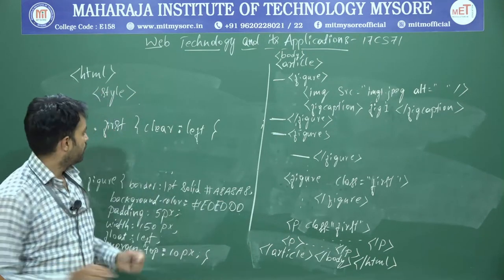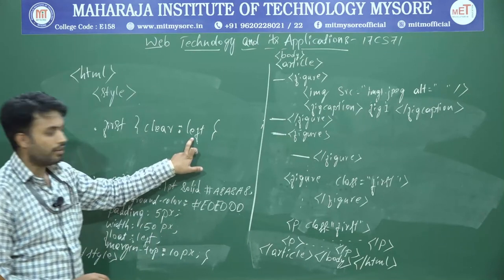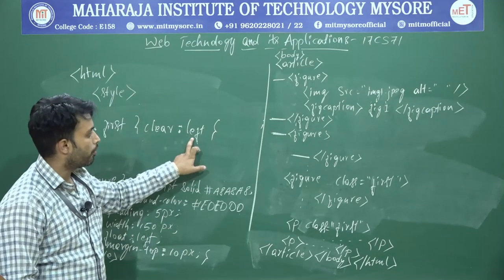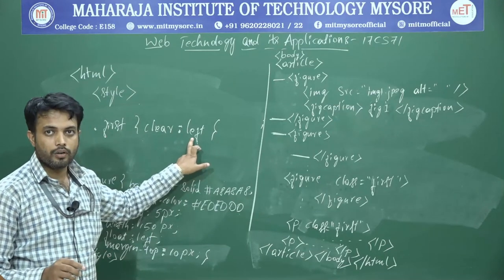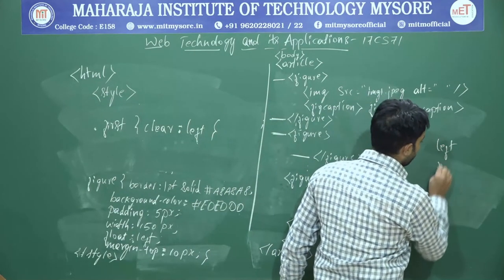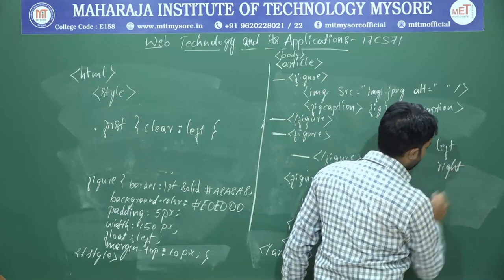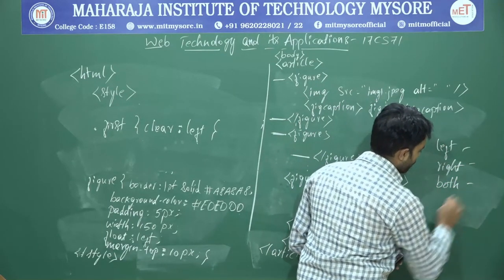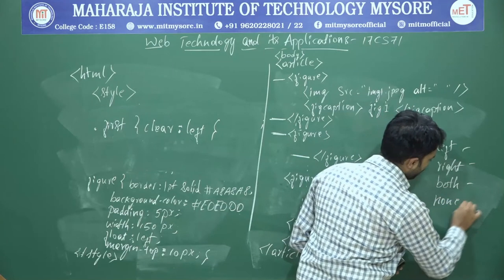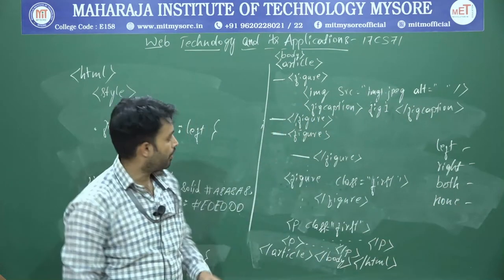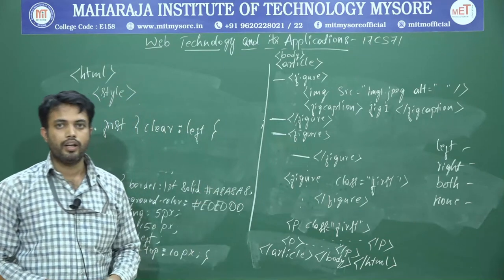So this is what we call the clear property. There are 4 such properties: left, right, both, and none. These are the 4 clear properties that we can use with floating elements.